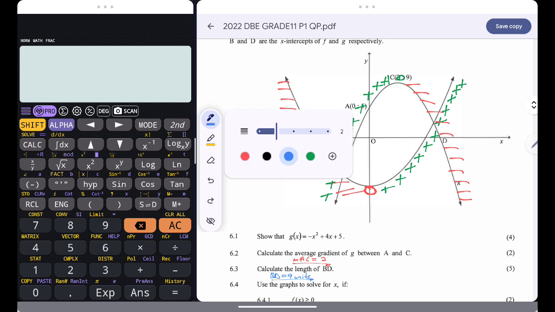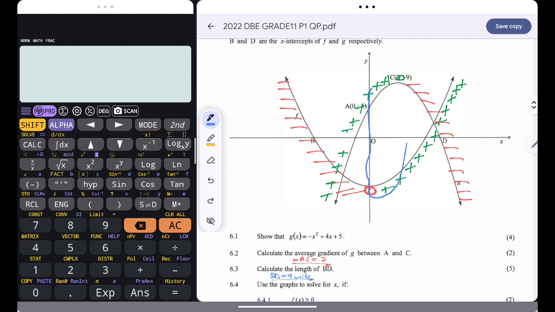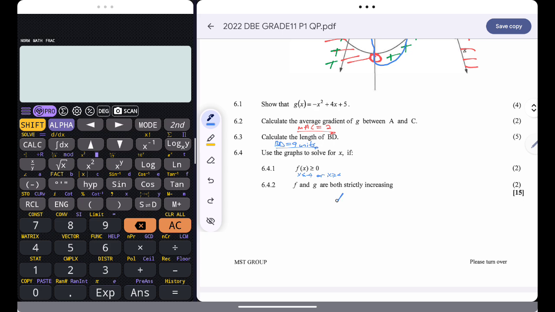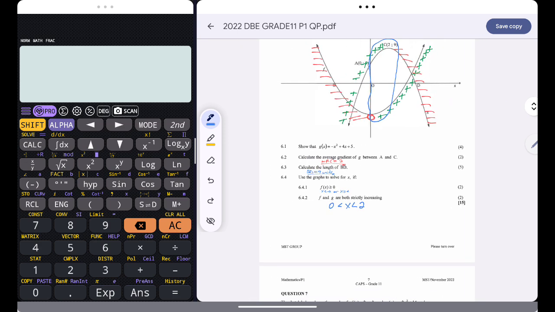So I want the values of x whereby both of my graphs are increasing simultaneously. That is when x is between 0 and 2. Are we together? Why 0 and 2? Because just when x is between the two turning points of the functions, my graphs are increasing simultaneously there. So I'll simply write that when x is between 0 and 2, both of my graphs are increasing.